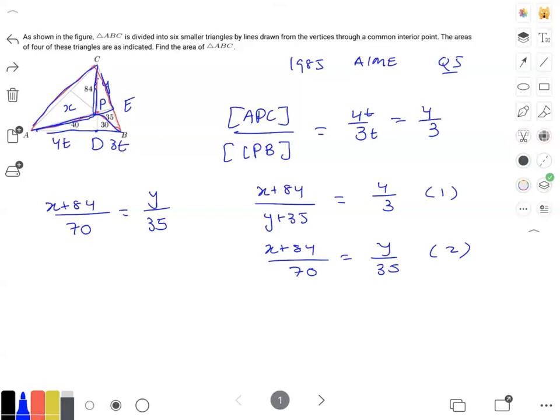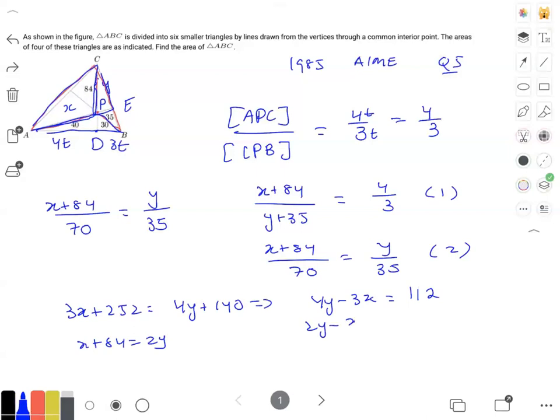Now this is very good. We have 2 equations. We can solve for x and y, and then we can easily find the area. So looking at the first equation, cross multiplying, 3x plus 252 is 4y plus 140. So I have that 4y minus 3x is equal to 112. And then looking at the second equation, if I move the 70 over, I get x plus 84 is equal to 2y. So I get 2y minus x is equal to 84.